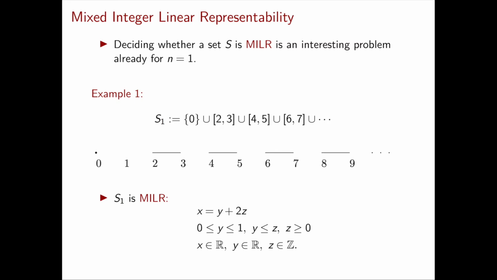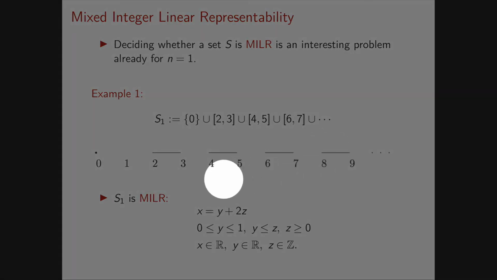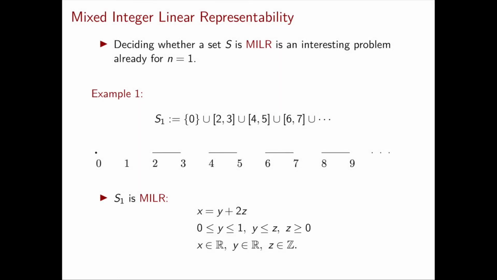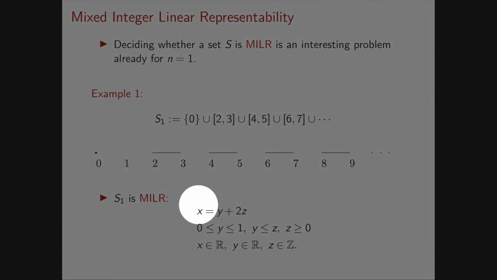Now, there can be several ways to write down S1 as the projection of a set as in the definition of mixed integer linear representability, and this is just one. Of course, you might be able to come up with different ones. So let's just check that this system works. Once again, x is our one-dimensional original variable. Then we have one additional continuous variable and one additional discrete variable.